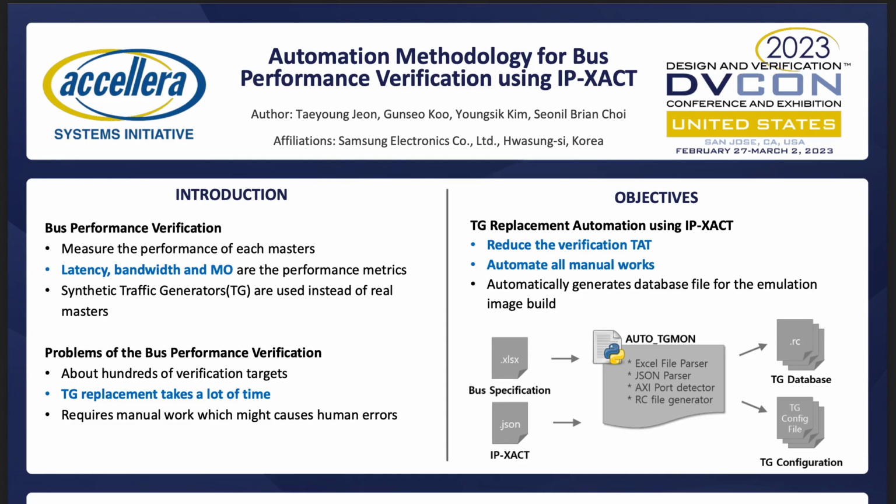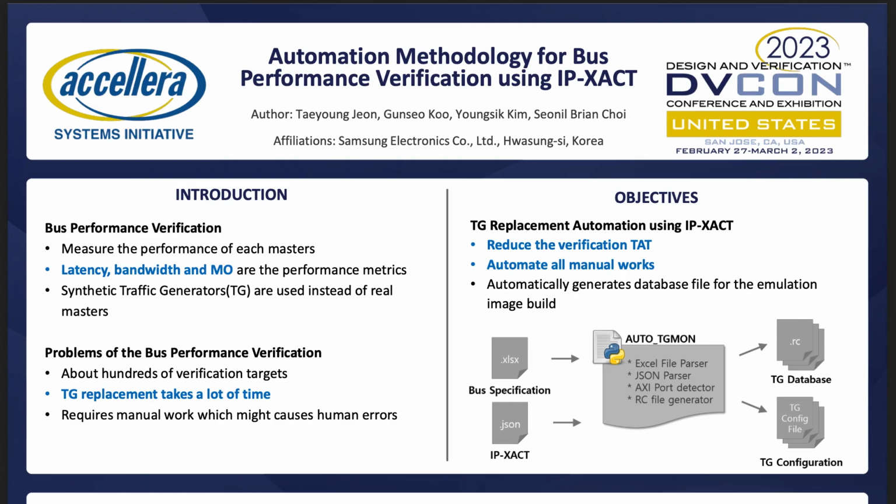There are hundreds of DMA masters in the SoC, and the test must be done for all of the masters, which takes a huge amount of time. To reduce the test time, we use a traffic generator, TG, which replaces the real masters. Compared to the real DMA masters, TG does not require any vectors or firmware to make data transactions. So, TG is a perfect solution for the test, which has a lot of verification targets, just like the bus performance test. But still, there is a problem.